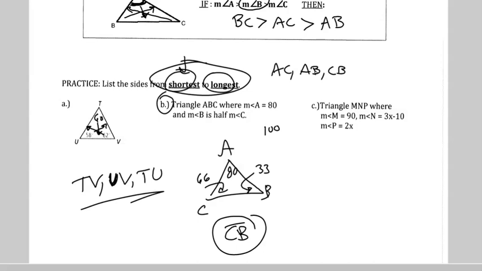Triangle MNP, where angle M is that, let's go ahead and skip this problem right here. Just make sure you understand that across from the smallest angle is the shortest side, across from the biggest angle is the biggest side, across from the medium is the medium. Now, I want to think about one last thing.